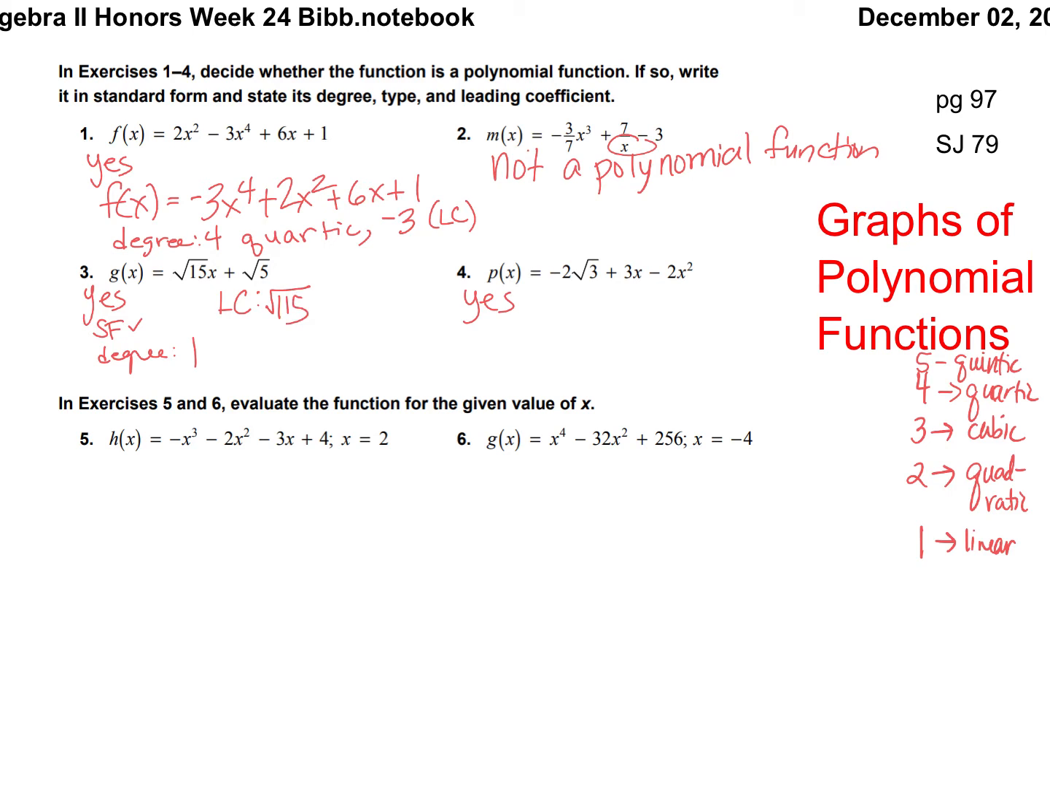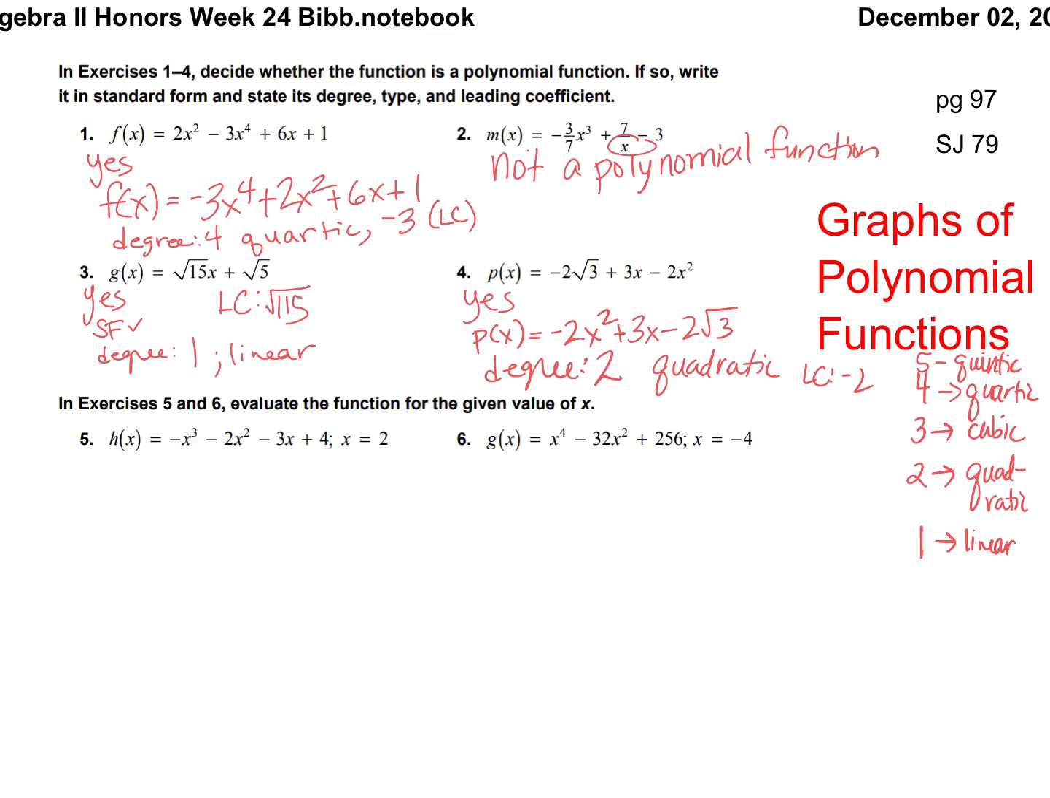The last one, it is not in standard form, so p of x equals negative 2x squared plus 3x minus 2 times the square root of 3. I did not name number 3. Number 3 is a linear function. The degree for number 4 is a quadratic function. Oh, no, it's not. It is a quadratic function, but that's not the degree. The degree is 2, which makes it a quadratic function. And then the leading coefficient is negative 2.